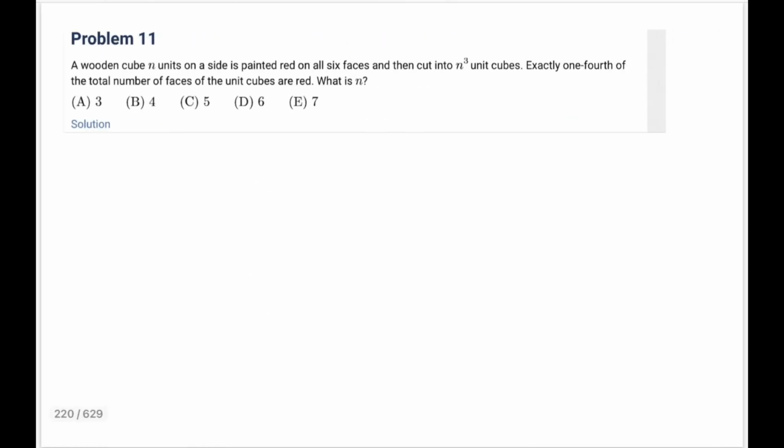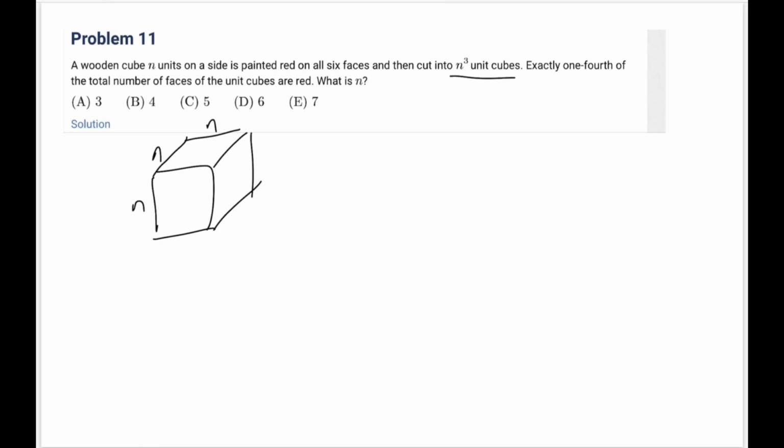Number 11, a wooden cube, n units on a side, is painted red on all 6 faces and then cut into n cubed unit cubes. Exactly 1/4 of the total number of faces of the unit cubes are red. What is n? Okay, so there's the wooden cube, that's n units on a side. And then it's painted red on all 6 faces and then cut into n cubed unit cubes. Exactly 1/4 of the total number of the faces of the unit cubes are red. What is n?